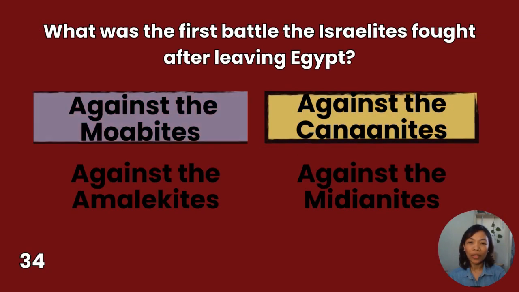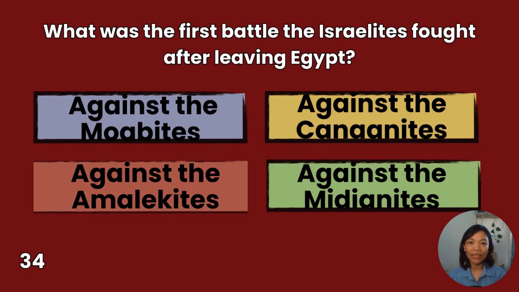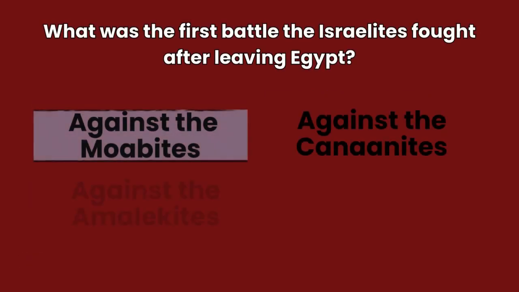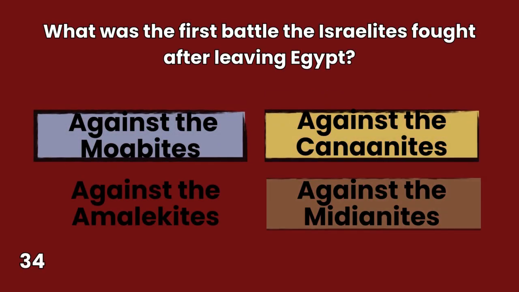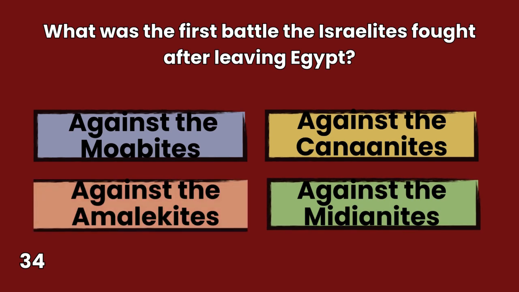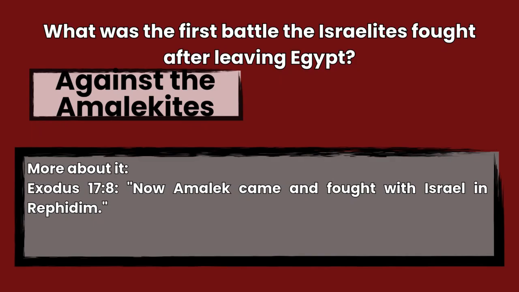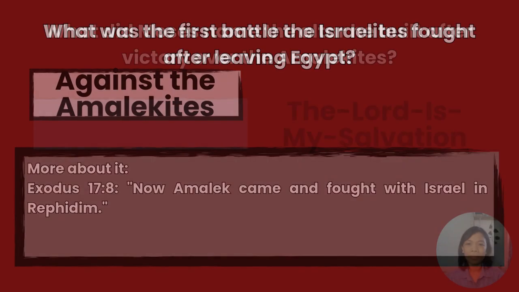34. What was the first battle the Israelites fought after leaving Egypt? Against the Moabites, against the Amalekites, against the Canaanites, against the Midianites. You have 10 seconds to answer. The answer is against the Amalekites, Exodus 17:8. Now Amalek came and fought with Israel in Rephidim.